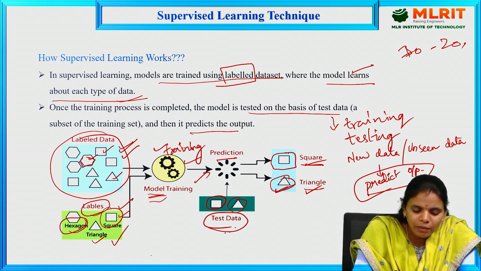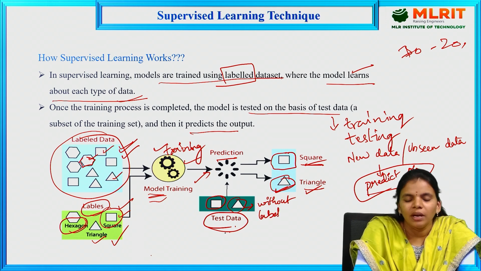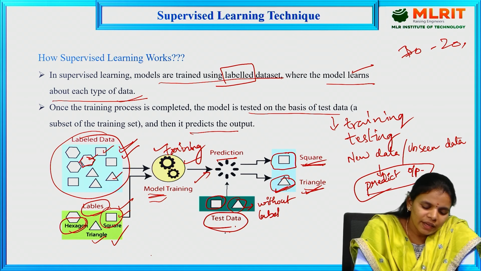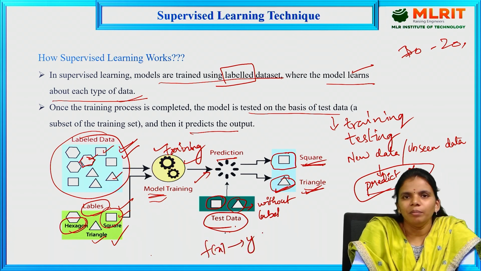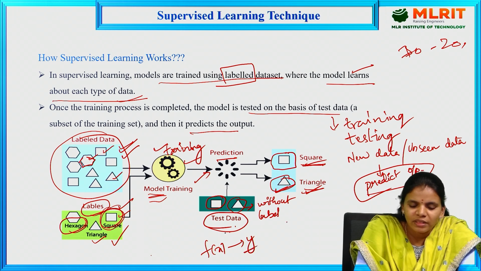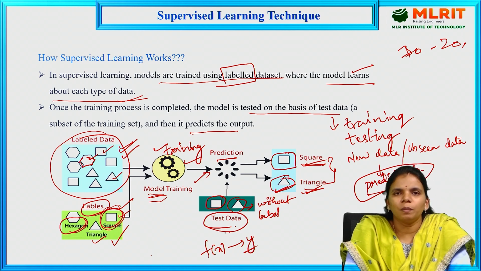Then I am giving my test set without any name, without labels. Now my model is predicting this test data as square and triangle. So here f of x to y means the input is mapped to the output variable. This is the main goal of the supervised learning technique.